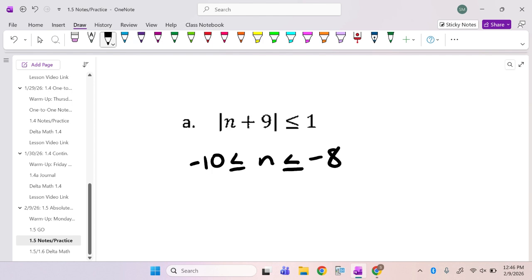So for the rest of class, you guys got a solid 20 minutes. There's a new Delta Math assigned to you. It's called 1.5 to 1.6. You only need to do the sections right now that say absolute value. The other sections are piecewise, which we'll learn tomorrow.